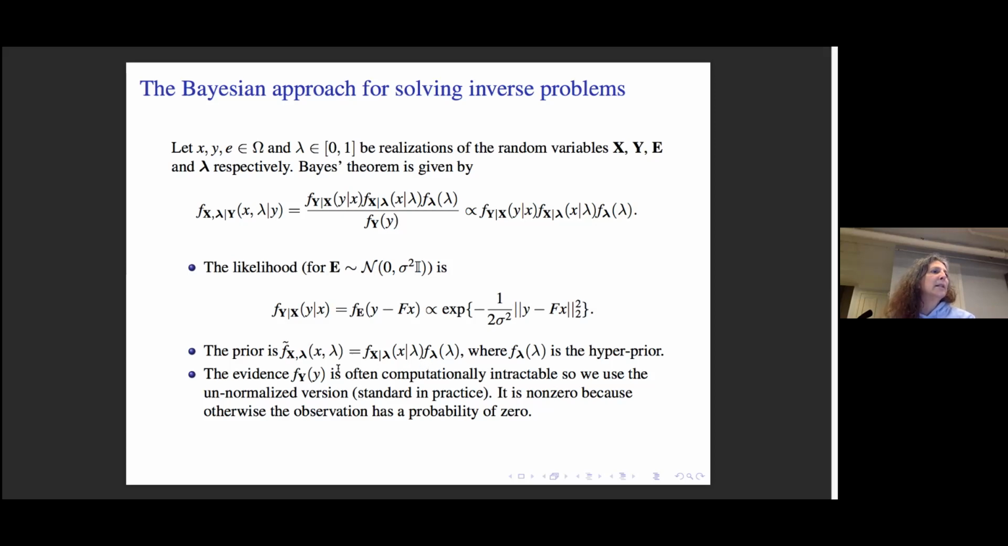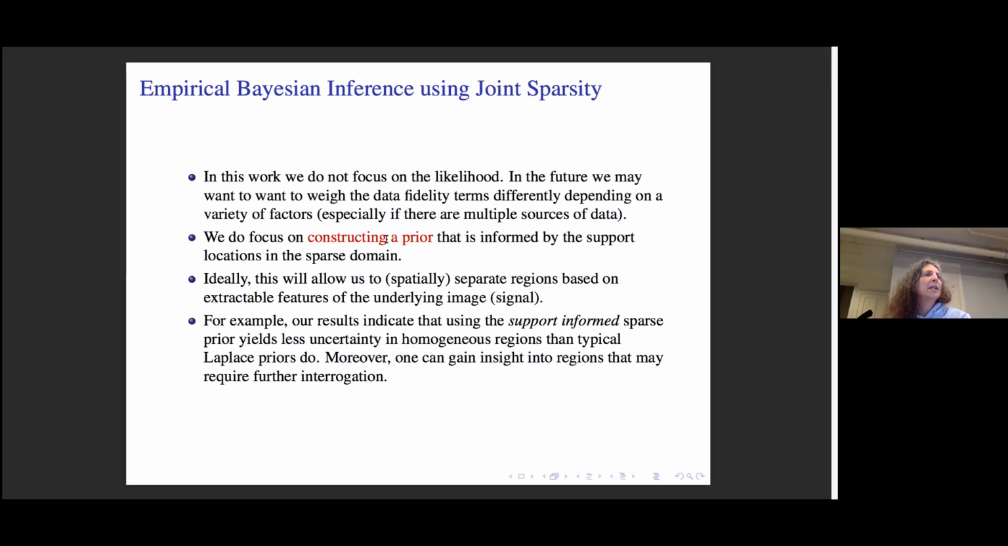So for the prior, we included a hyperprior term here, and I'll get to that in a minute. And then we don't consider this evidence at all in the denominator, because all it does is normalize this distribution, and we don't need it for our application. We know it's non-zero because otherwise the observation itself would have probability 0. I already said we're not going to focus on the likelihood. You might want to, because you could have different types of data that you might want to weigh in different ways, and there's a whole slew of problems to discuss, but just to start out, we didn't consider it.